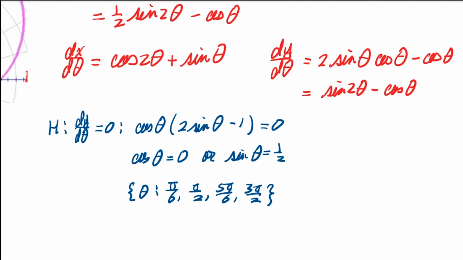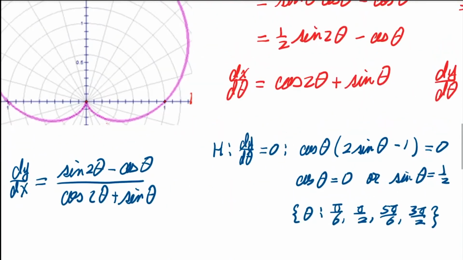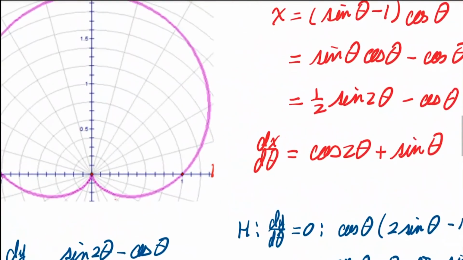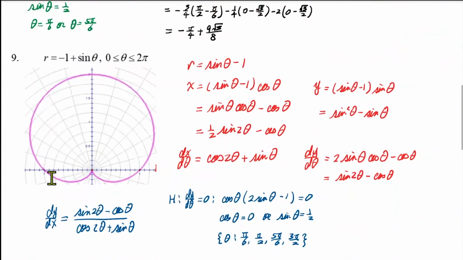Now we see which is which. Because we only see 1, 2, 3 horizontal tangents, and we have 4 of them. So one of them isn't correct. Do you see the problem with that? Is it 3 pi over 2 or is it pi over 2? What do you say?